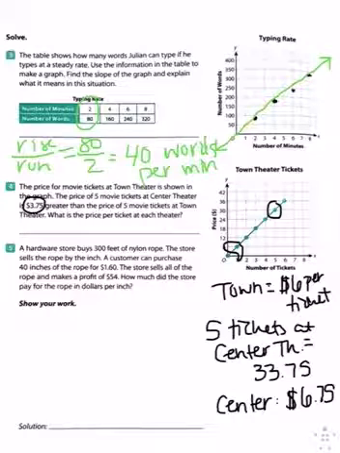Problem number 5. A hardware store buys 300 feet of nylon rope. The store sells the rope by the inch. A customer can purchase 40 inches of the rope for $1.60. The store sells all of the rope and makes a profit of $54. How much did the store pay for the rope in dollars per inch?